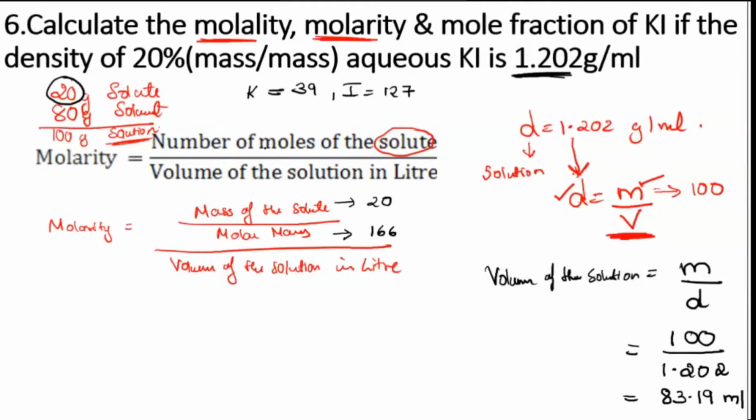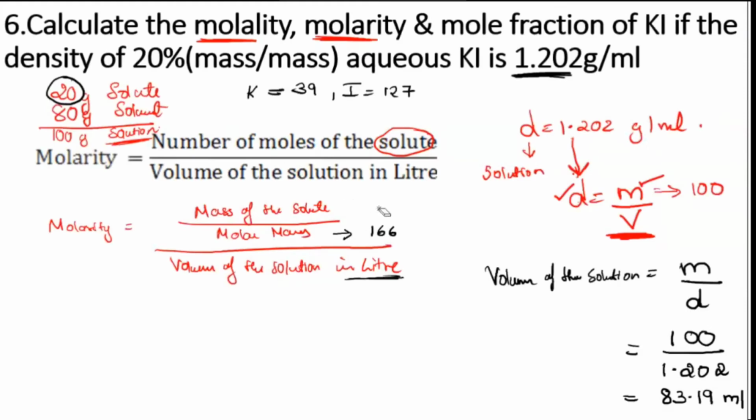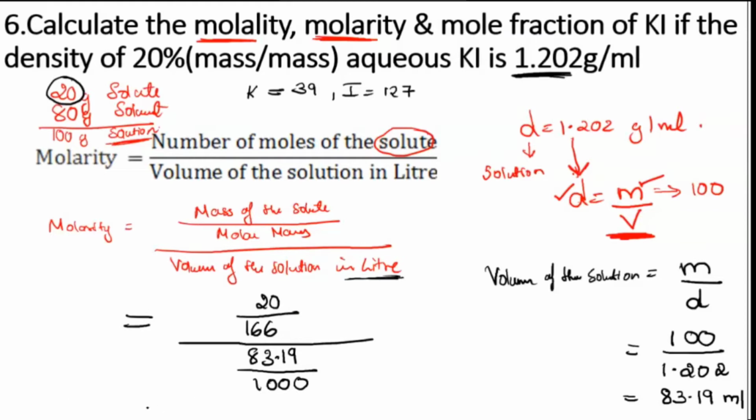Now we need to convert this into liter, no? To convert that into liter, you have to divide by 1000. I will not show that division; directly we will substitute now. Here molarity is equal to mass 20 divided by molar mass 166, divided by volume of solution in liter, that is 83.19 divided by 1000. This will give you the molarity.